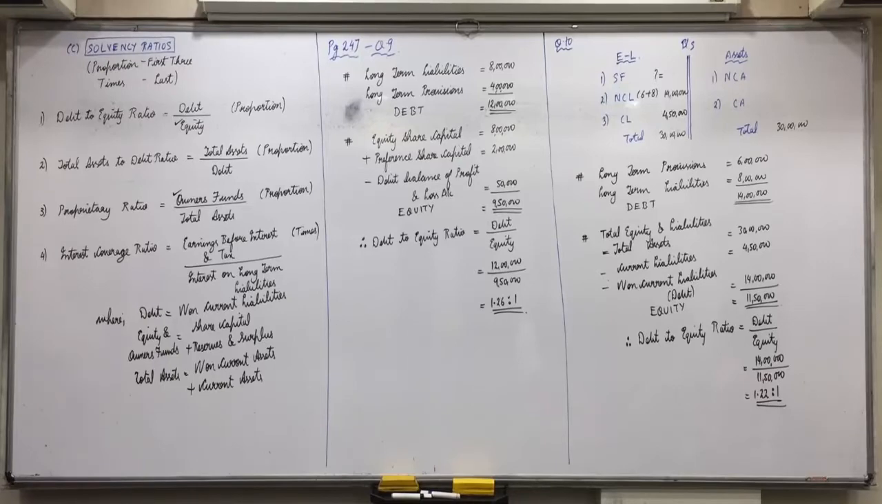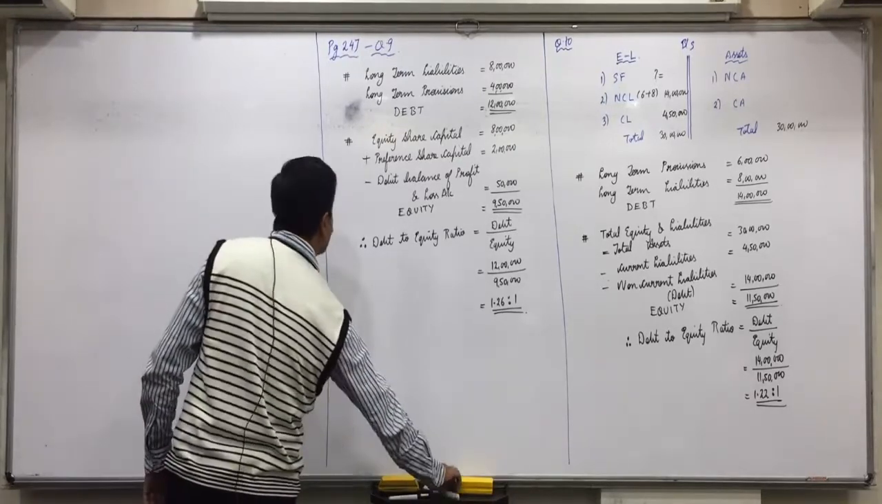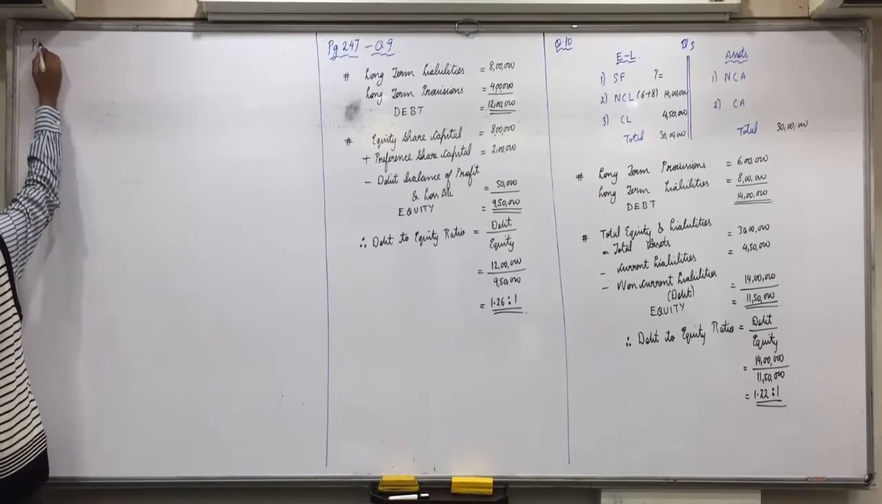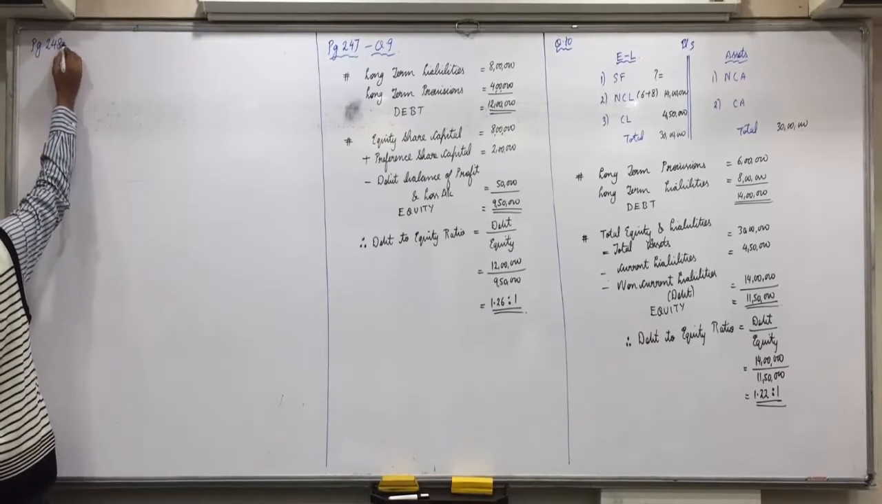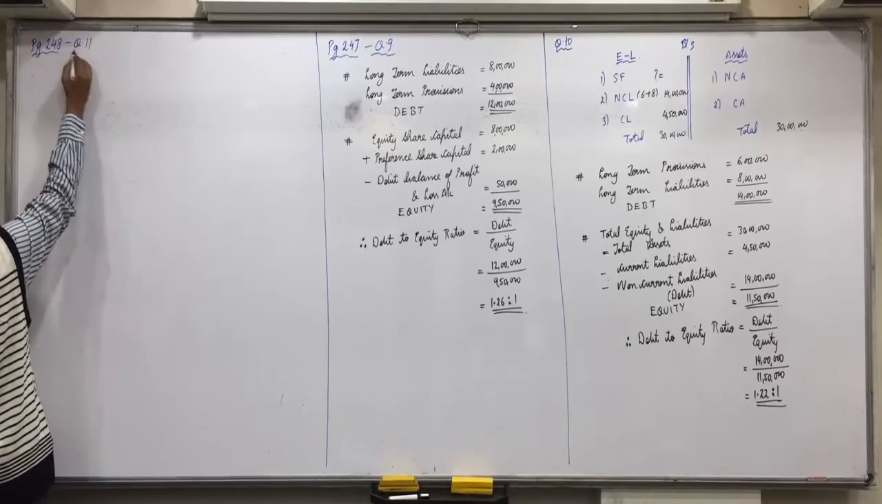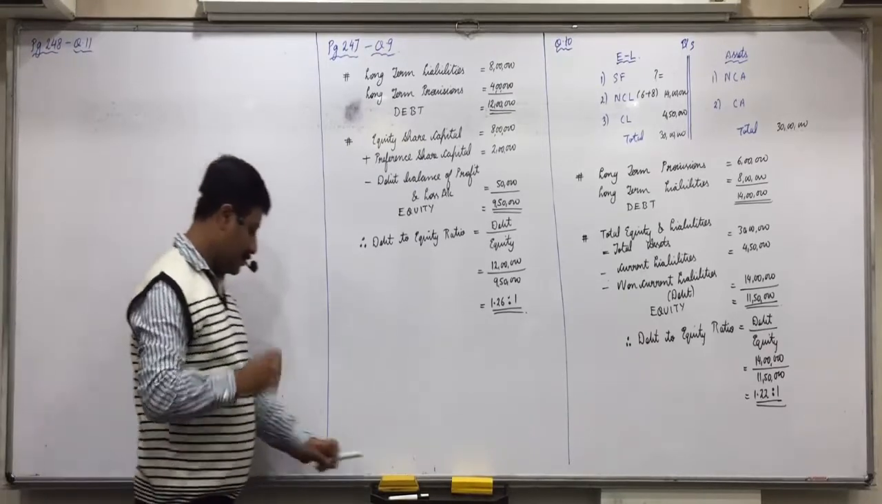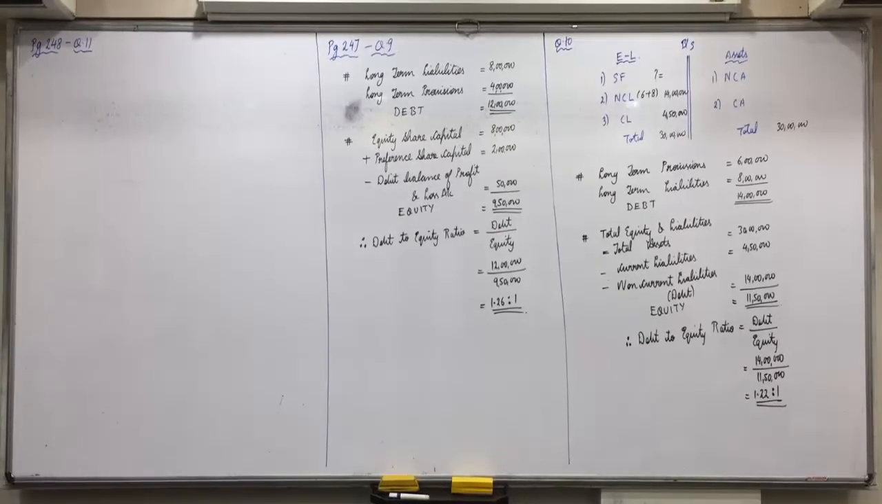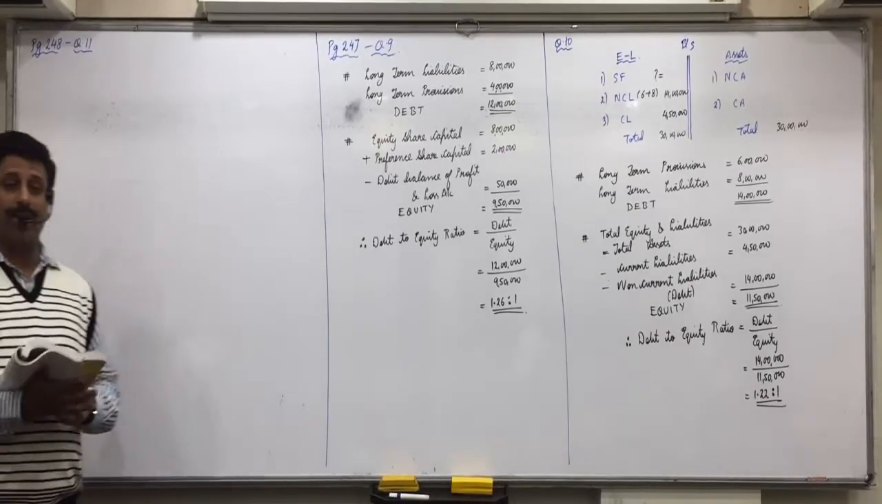Look at question 11. Yes, be attentive. Page 248, question 11. First of all, from the following information of N Company Limited, calculate debt equity ratio. Again, we require debt and equity. Now see here, no information is of relevance.